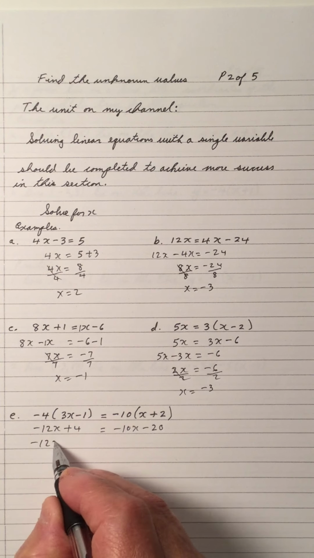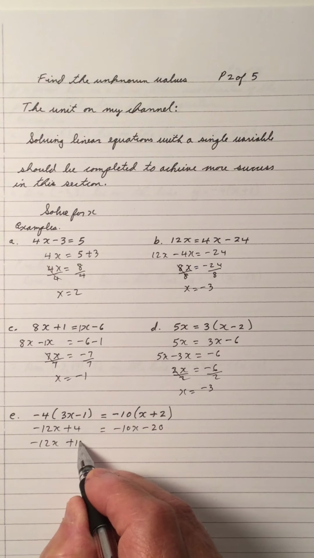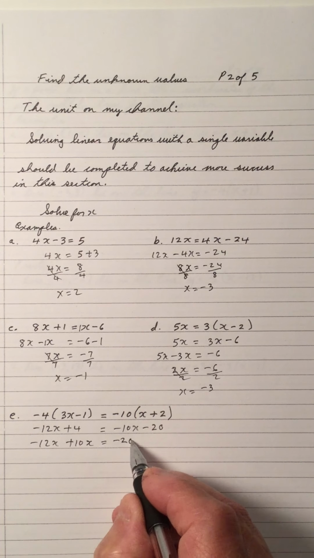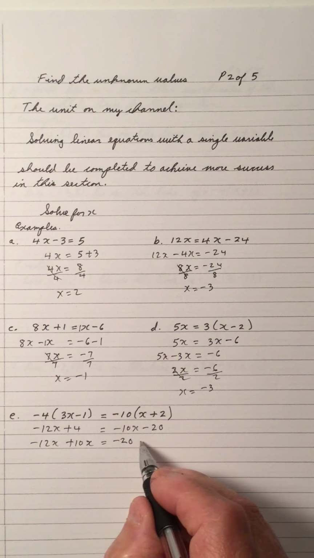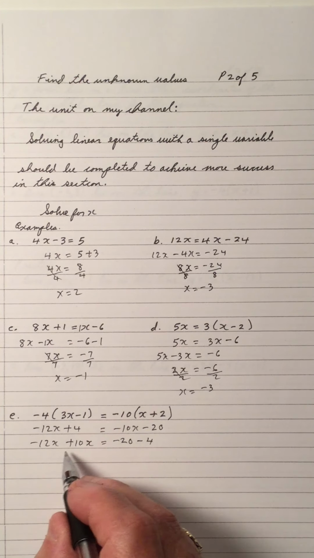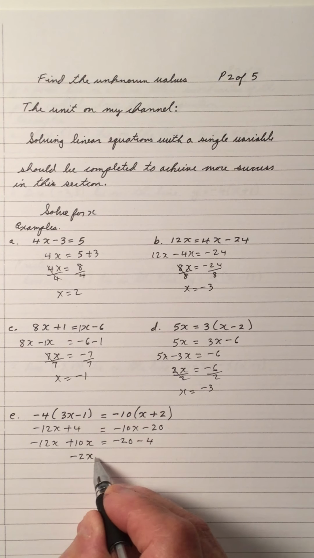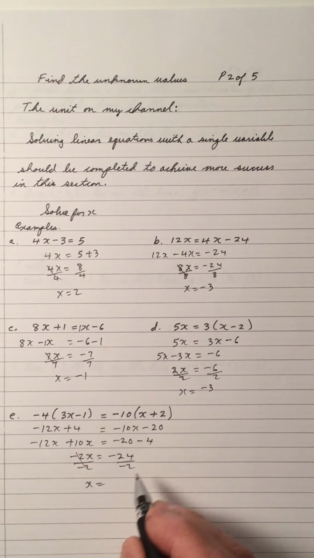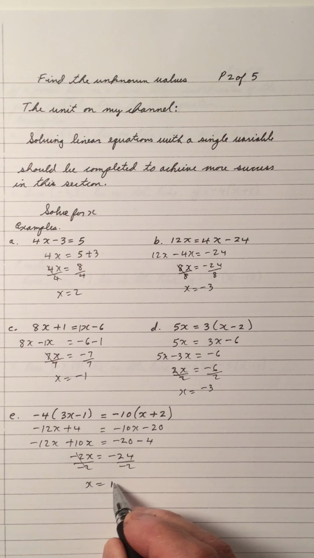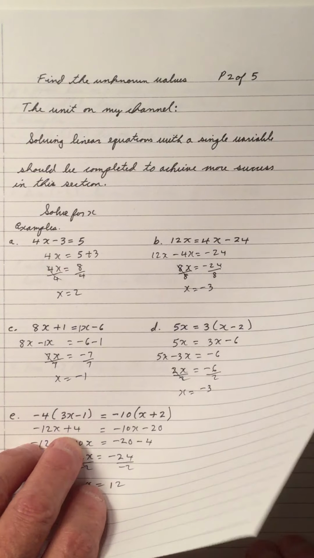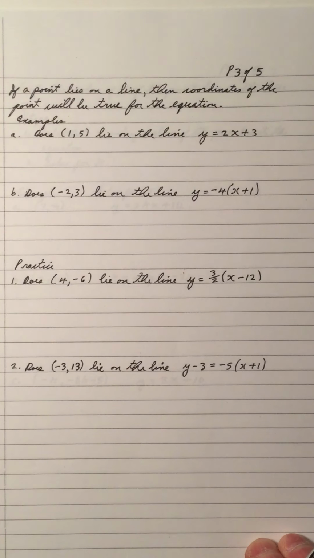Now the x's move to the left side, so negative 10x becomes a plus 10x. And negative 20 is okay. The plus 4 moves over to the right, and becomes a minus 4. Add up the like terms, and we have negative 2x equals negative 24, and divide by negative 2. So that gives me a positive 12. That's a review of solving linear equations, just a simple review, because you're going to need it in this section.